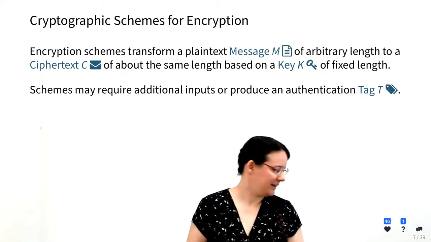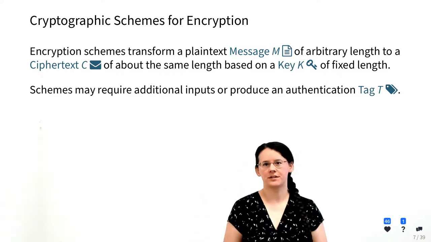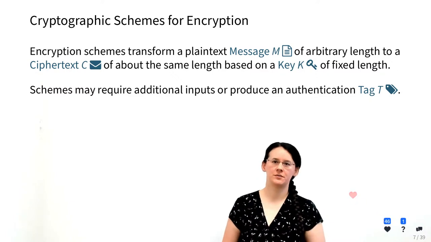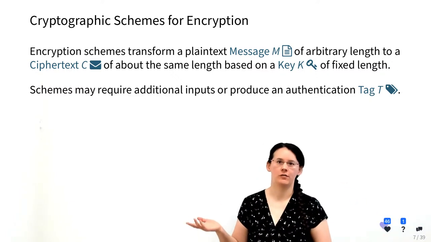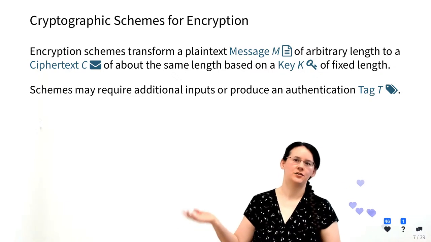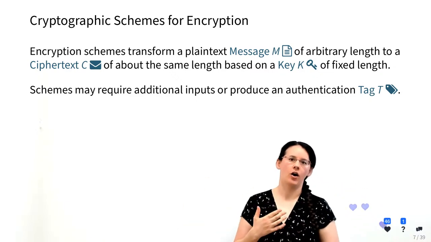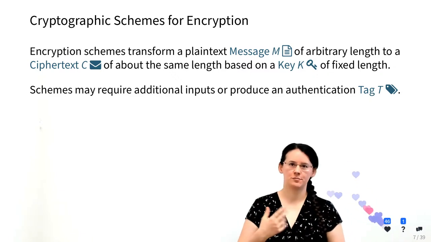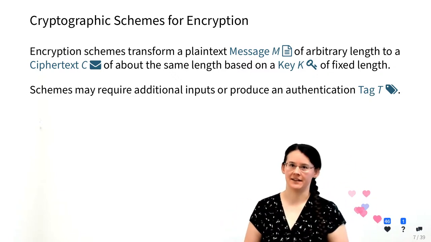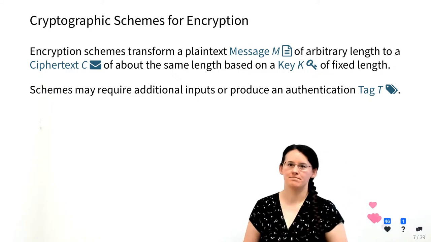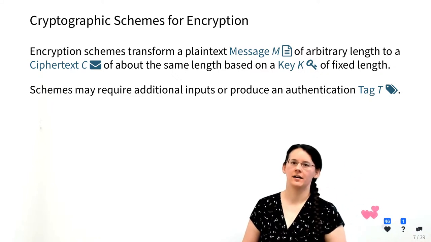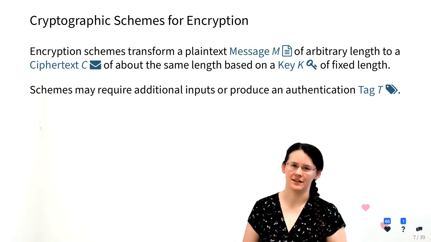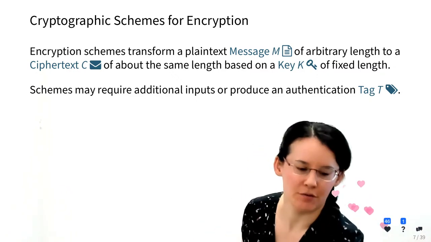So the scheme that solves this problem is encryption schemes. What do encryption schemes do? They take a message of arbitrary length and translate it into a ciphertext of approximately the same length. And to do this translation process, they use a key of fixed length. They may also additionally take some other inputs or produce an authentication tag, both of which we will see examples of later.